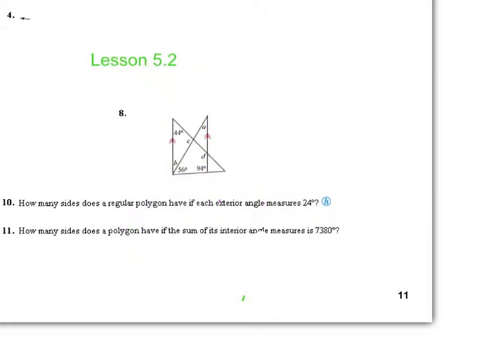C in problem number 8 is part of this triangle. So if I take 180 degrees and subtract off the 44 degrees, and then subtract off the measure of angle B, I'm left with the measure of angle C.